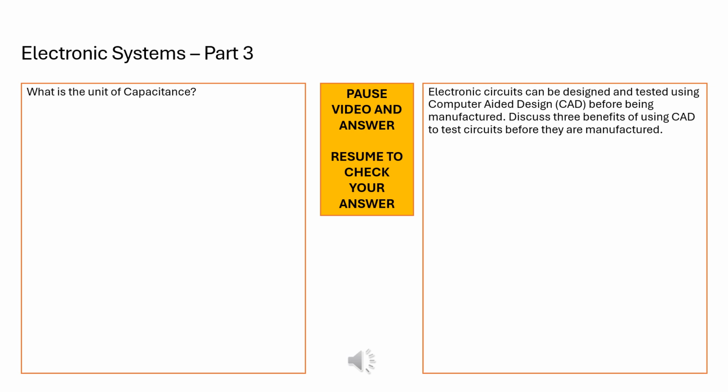Our last questions in this video set is, what is the unit of capacitance? The other one is, electronic circuits can be designed and tested using computer-aided design, CAD, before being manufactured. Discuss 3 benefits of using CAD to test circuits before they are manufactured.